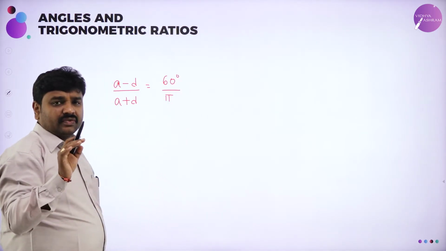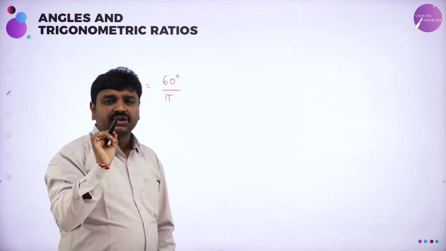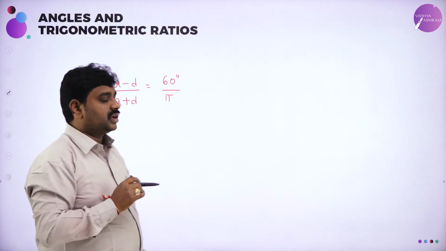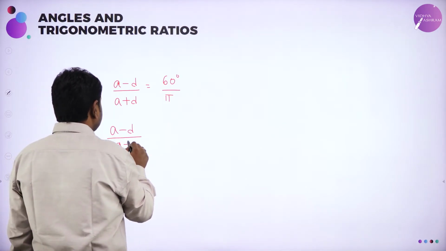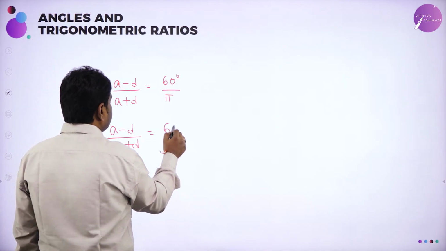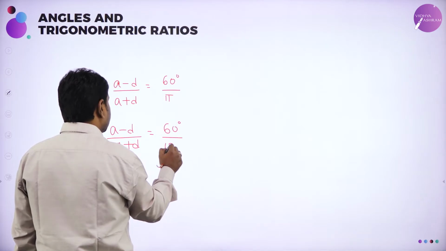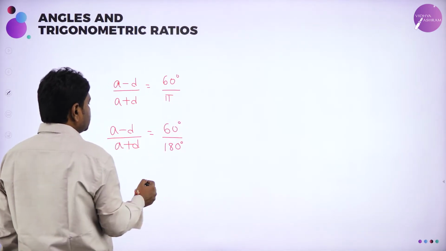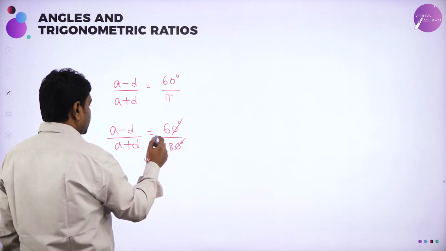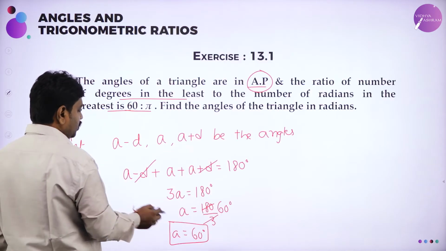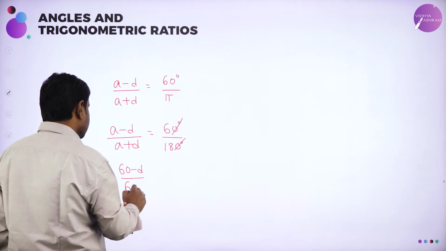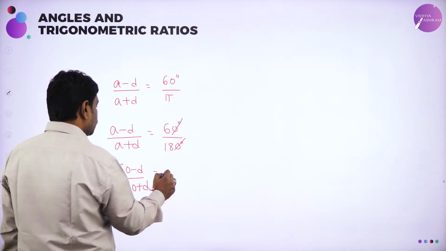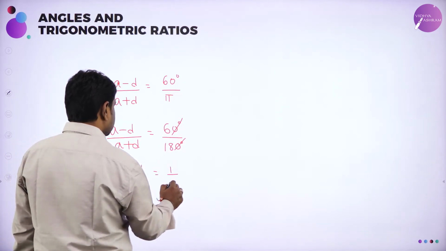So if you want to take the ratio, both should have the same unit. That's why what we should do? A minus D divided by A plus D. So denominator is pi. Pi means, all of you know, pi means 180 degrees. So instead of pi, I'm writing this. Now you can divide, 0, 0 cancels. And A value also, you know, A is 60. 60 minus D by 60 plus D is equal to 6 ones are 6, 6 threes are 18.